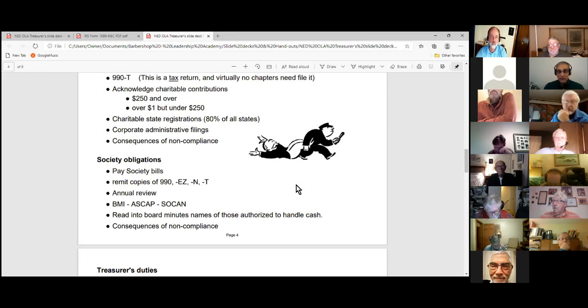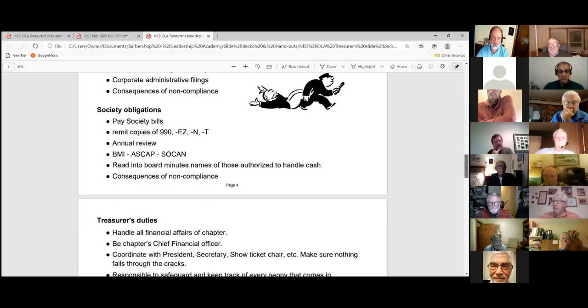So the consequence of non-compliance is your chapter can be suspended. Nobody wants to be the treasurer in the year that a chapter is suspended, and sometimes it happens. There are some examples of that in the treasurer's manual. I just refer you to look there when you feel like reading something.